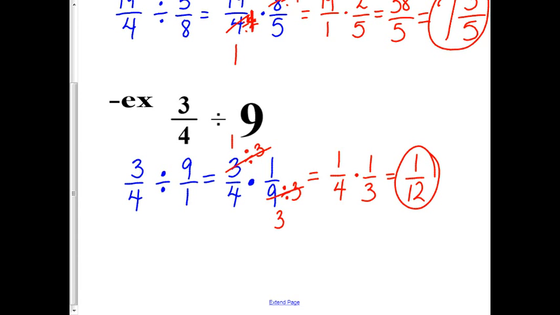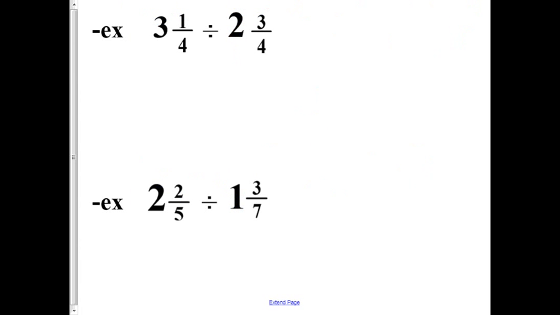And that should kind of make sense. If I have the fraction 3/4 and I cut it into 9 pieces, I definitely am going to get a proper fraction less than 3/4. All right, let's try a couple more. Try these two on your own, and then when you're done, hit play and see if you've done them correctly. So hit pause now, and then when you're done, go ahead and hit play.